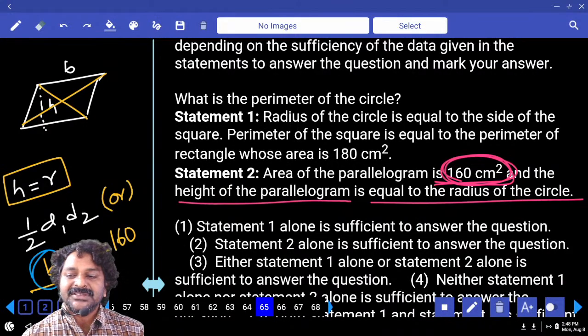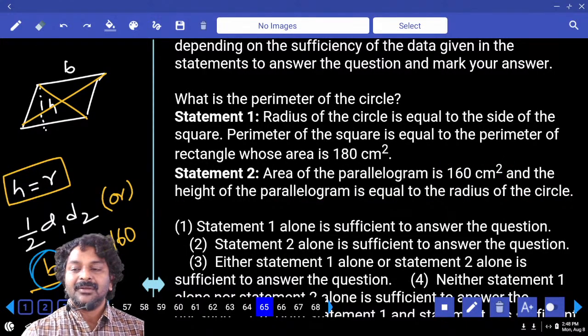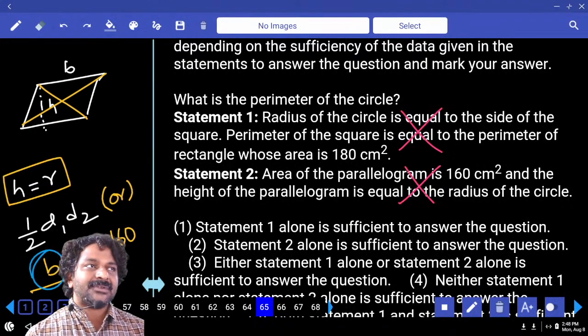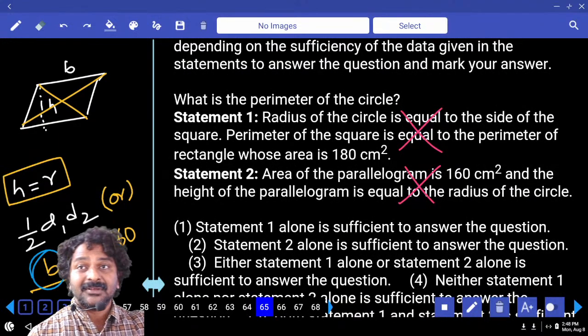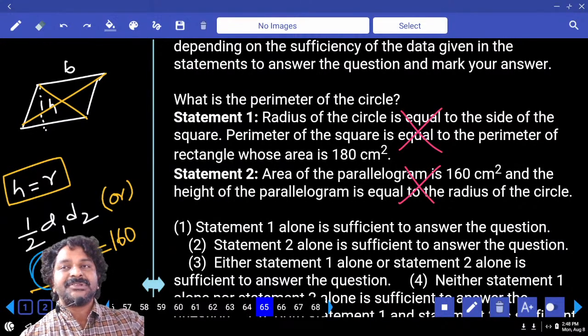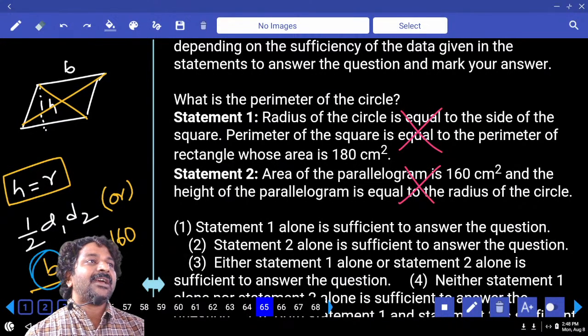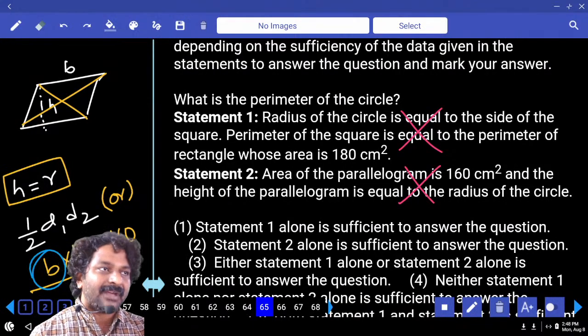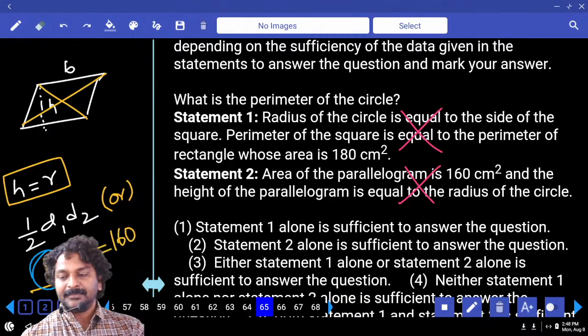So can you answer this question using the second statement? No. 1 alone is not sufficient, 2 alone also not sufficient, and we cannot combine both also because in the second they are talking about a parallelogram. In the first information they are talking about square, rectangle. So even combining both will not give you the value. Right. So neither nor.